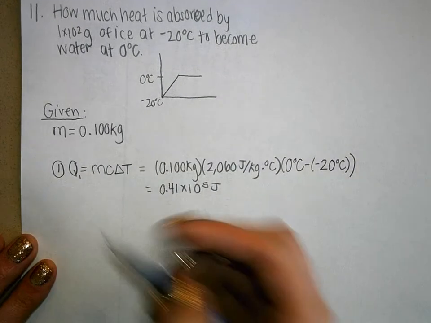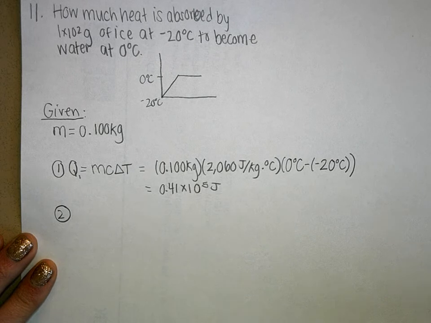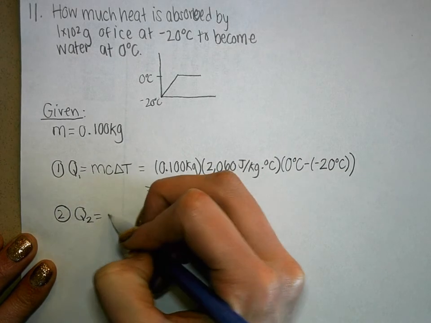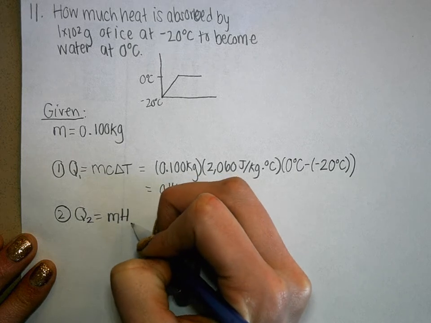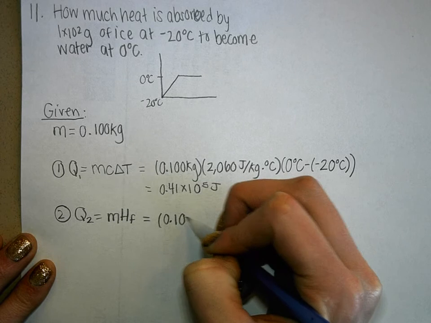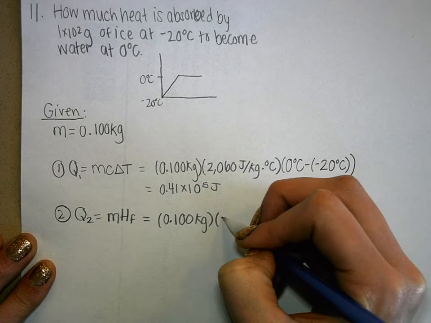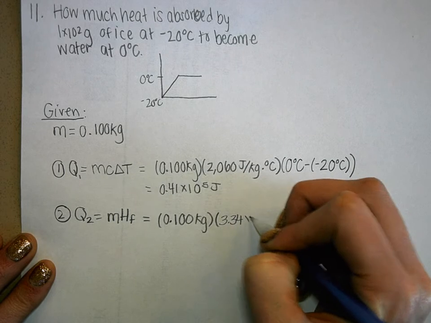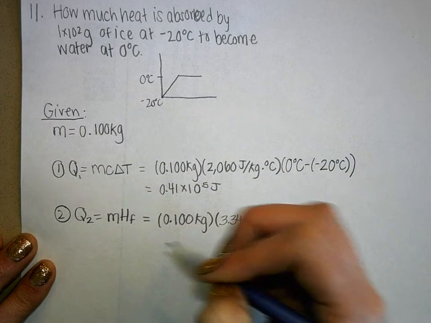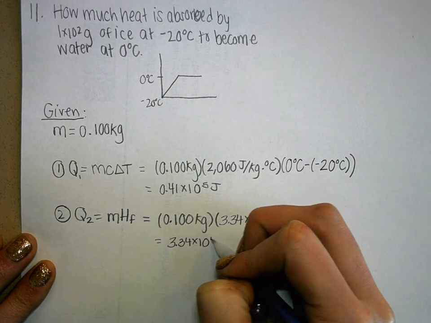Then part 2, we need to melt the ice, because when it gets to 0 degrees Celsius, that's when it starts to melt. So we're going to use our heat of fusion equation. So Q2 is mass times the heat of fusion. So our mass is 0.1 kilograms times our heat of fusion, which is 3.34 times 10 to the 5th joules per kilogram. That gives us 3.34 times 10 to the 4th joules.